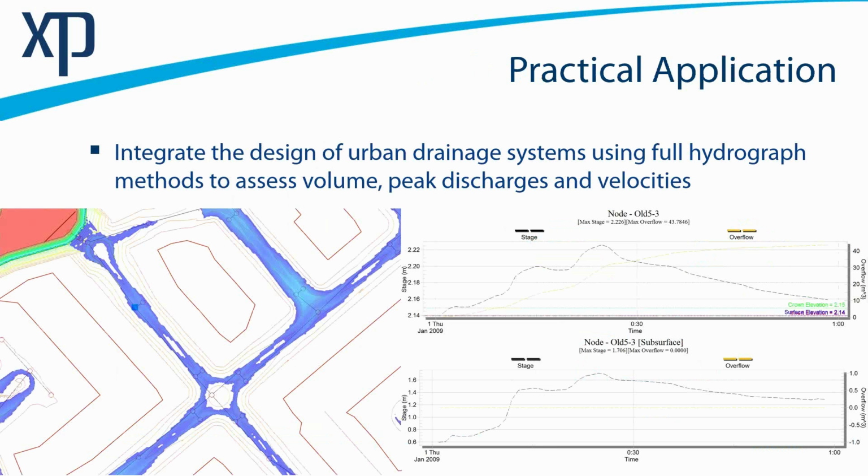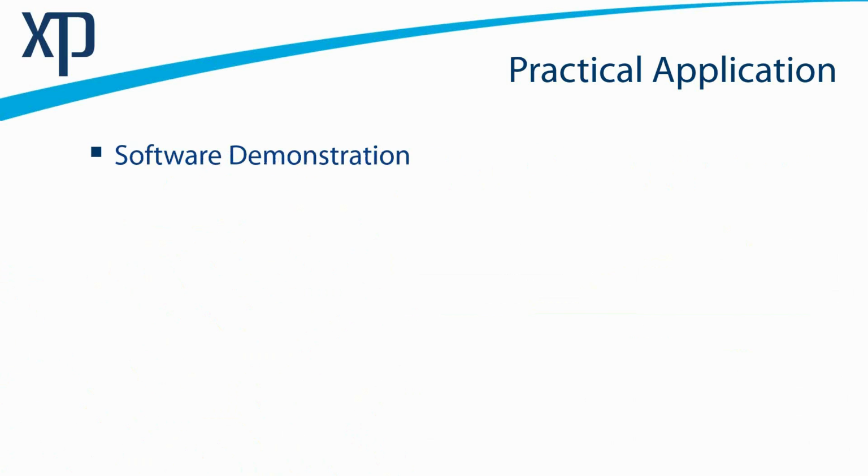So, getting close to the end of my slides, practical applications. Obviously, we want to try and generate this kind of output, but we do that through integrating the design of these systems, hopefully using full hydrograph methods, and certainly that'll be a requirement in Australia pretty well from now on, using Australian Rainfall and Runoff 2016 to assess again volume, peak discharge and velocities. So that's the end of my slides, I'm pretty sure.